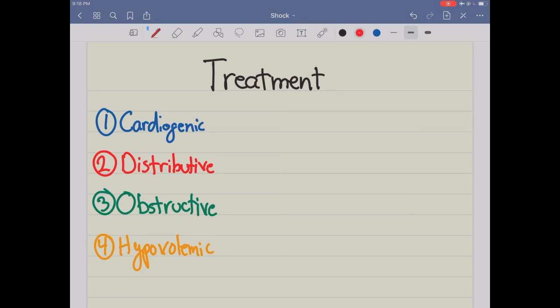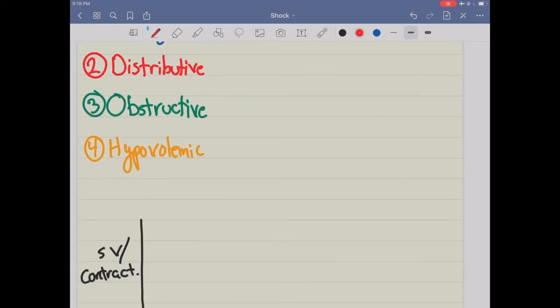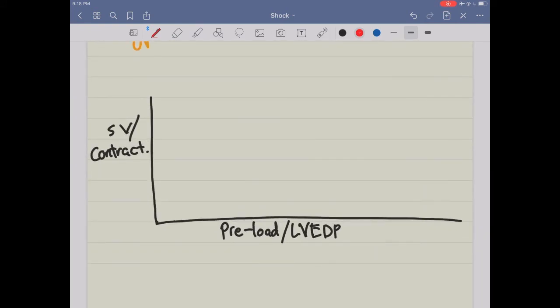treatment of these patients. And in order to understand these treatments, we're going to go down to something that we all learned in Step 1, or if you're taking your steps, this is probably one of the most important graphs that I have ever seen in my life, and this is called the Frank-Starling curve. Let me just write that down, the Frank-Starling curve.